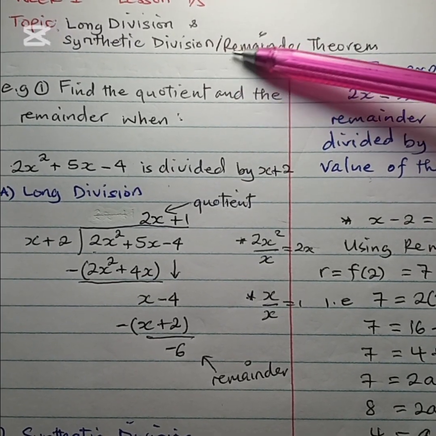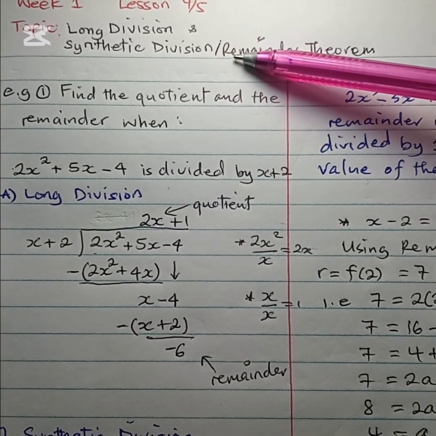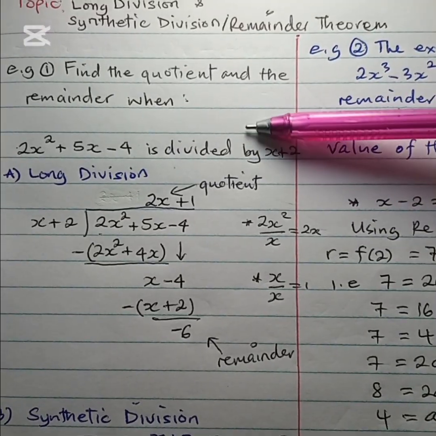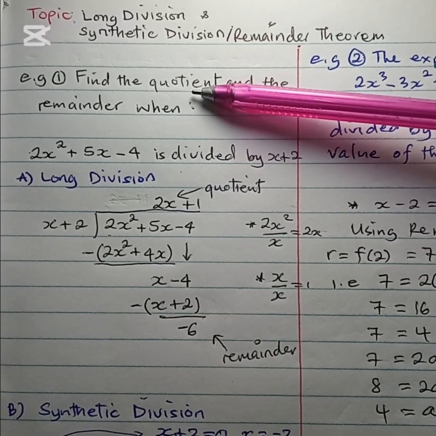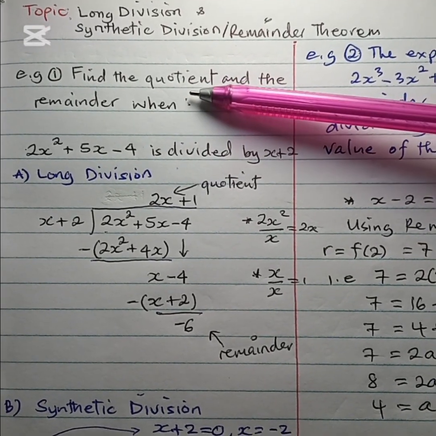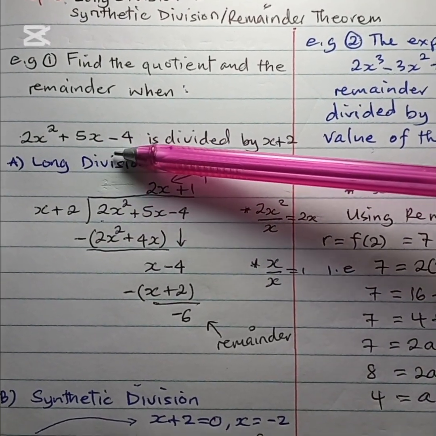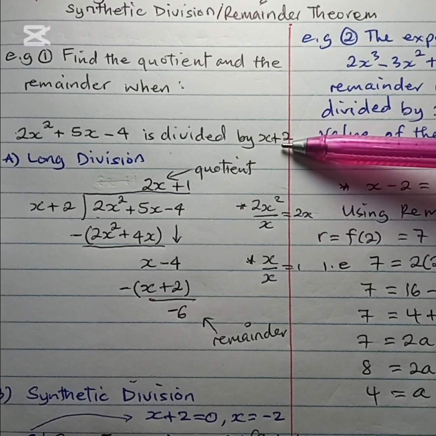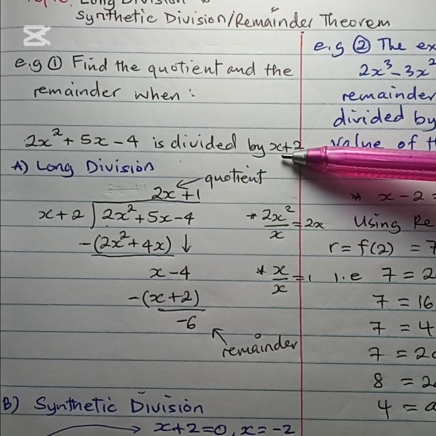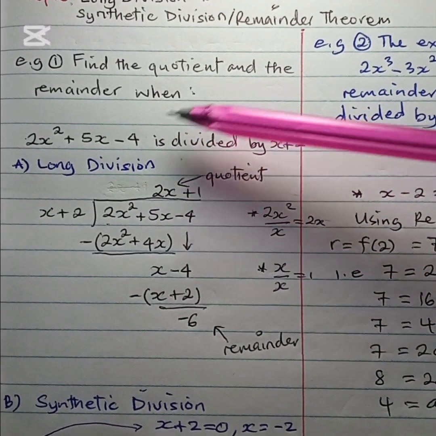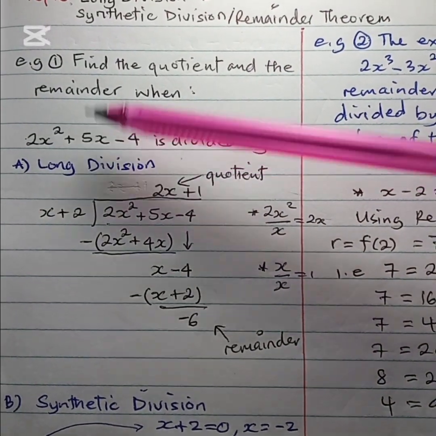This is the topic of the lesson today, but we'll focus only on long division and synthetic division. Alright, so we are talking about dividing polynomials, and here's the question. Find the quotient and the remainder when 2x squared plus 5x minus 4 is divided by x plus 2. This is a linear expression and this is a quadratic one. Both of them are polynomials. This is a first degree polynomial and this is a second degree polynomial.